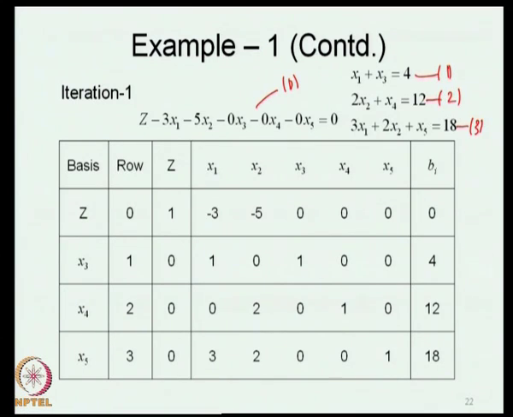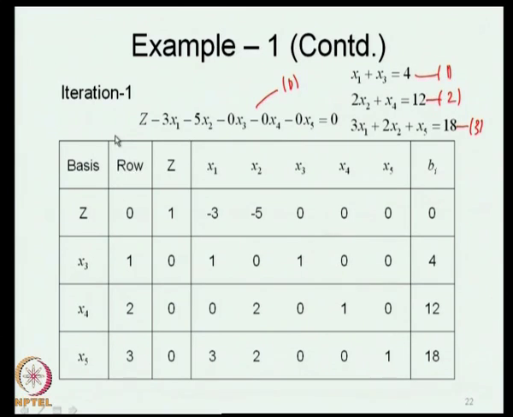Any simplex tableau at any iteration will provide us the solution. What is the solution? This is the variable and this is the value. Z is equal to 0, x 3 is equal to 4, x 4 is equal to 12, x 5 is equal to 18 is the solution, and x 1 equal to 0, x 2 equal to 0 because they are non-basic variables. Remember, any variable that is not there in the basis is a non-basic variable and therefore, its value will be 0.